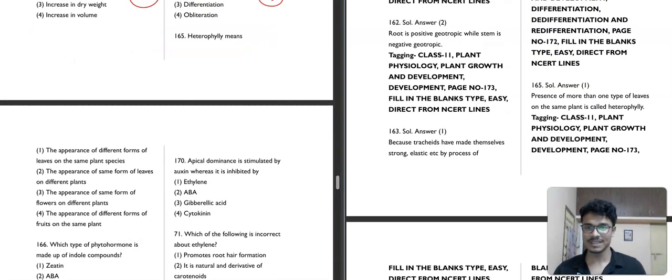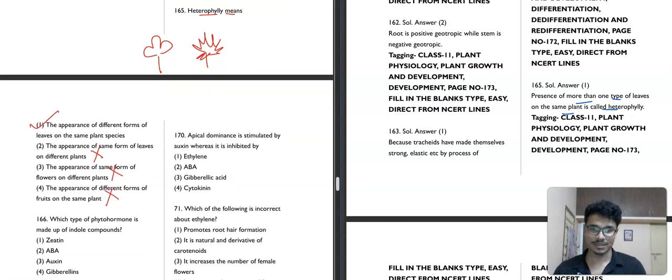It is saying, what does heterophylly mean? The first option is given: the appearance of different forms of leaves on the same plant species. It's absolutely correct. Suppose one plant has this kind of leaves, and the same plant has this other kind of leaves. This is basically called heterophylly. The presence of more than one type of leaves on the same plant is called heterophylly. Then the appearance of the same form of leaves on different plants is not correct. The appearance of the same form of flowers on different plants is not correct, it is not about flowers and not about fruits. Then question number 166.